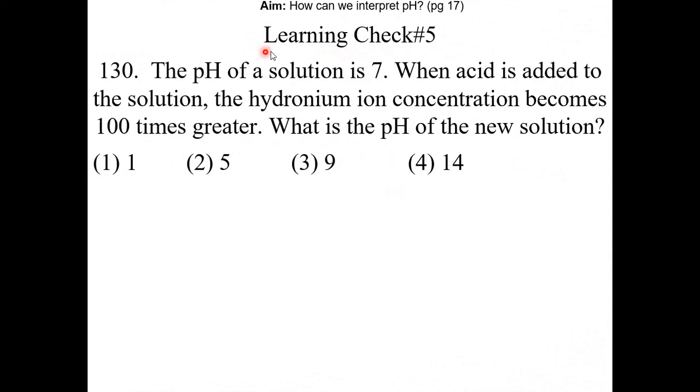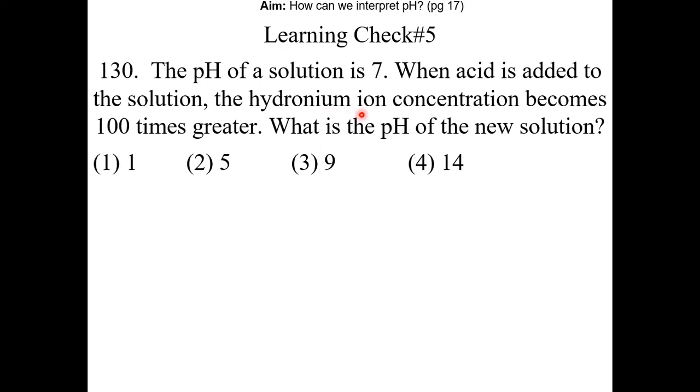Learning check number 5. The pH of a solution is 7. When acid is added to the solution, the hydronium ion concentration becomes 100 times greater. What is the pH of the new solution? Pause the video and resume when completed.